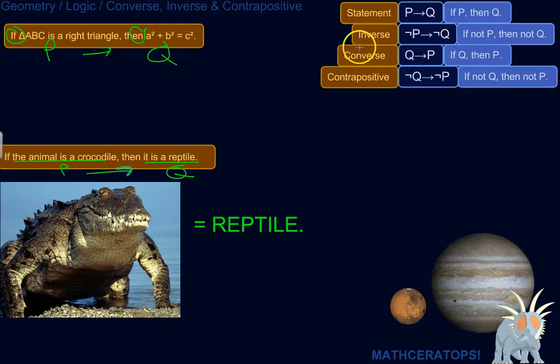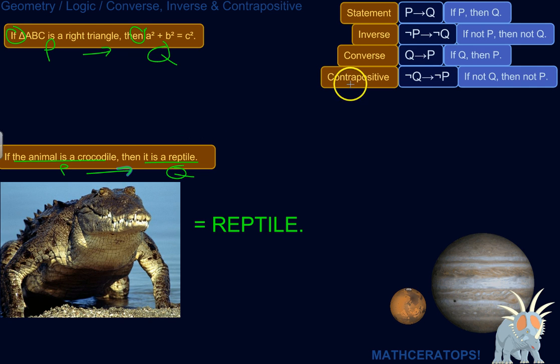The converse is if Q, then P. So if the animal is a reptile, then it is a crocodile. Okay, also not true. Not necessarily true. So again, the converse would be if Q, then P. So if an animal is a reptile, then it is a crocodile. Not true. A turtle is a reptile, but that doesn't mean it's a crocodile.